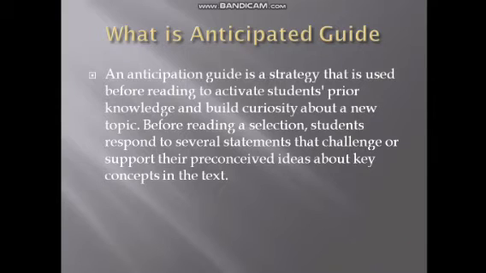Alright, so what is an anticipation guide? An anticipation guide is a strategy that is used before reading to activate students' prior knowledge. And we know that prior knowledge means knowledge that you had before. Alright? And build curiosity about a new topic. Curiosity simply means you are actually curious about something. Alright? So you have a desire to know. For example, why the seawater appears blue, and when you go inside the water is crystal clear. So you have a desire to know why is that so.